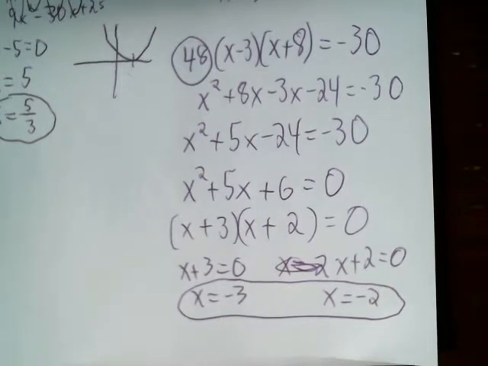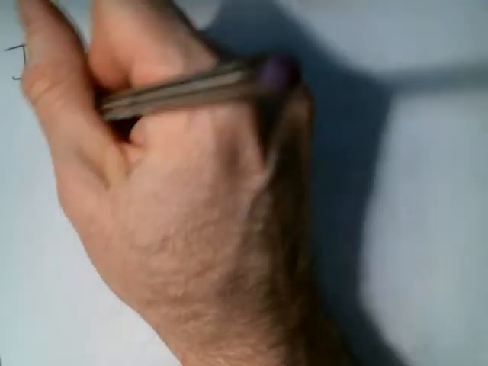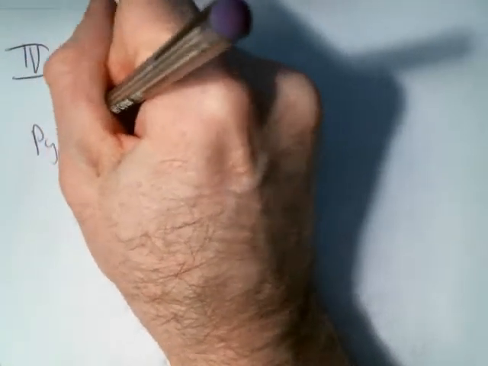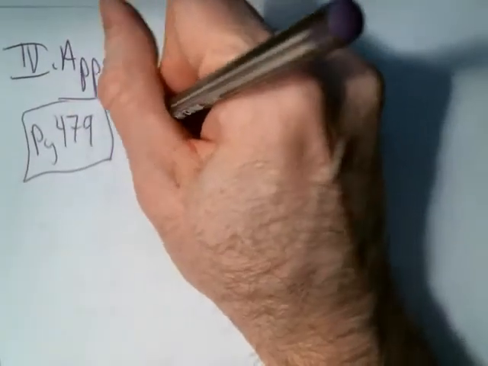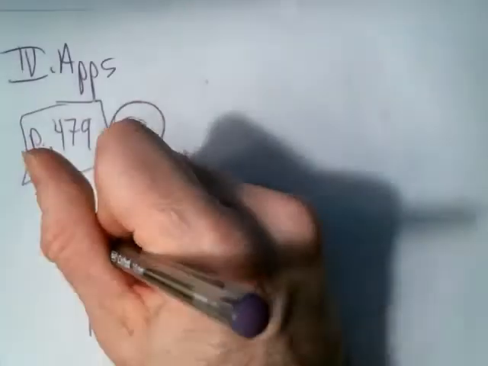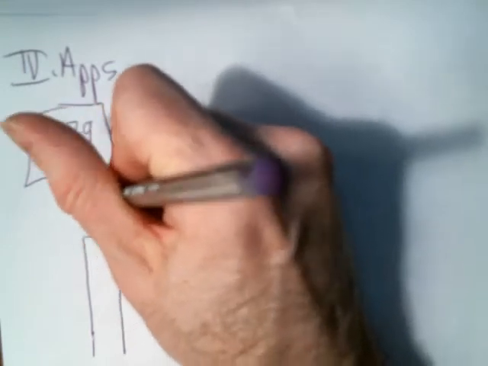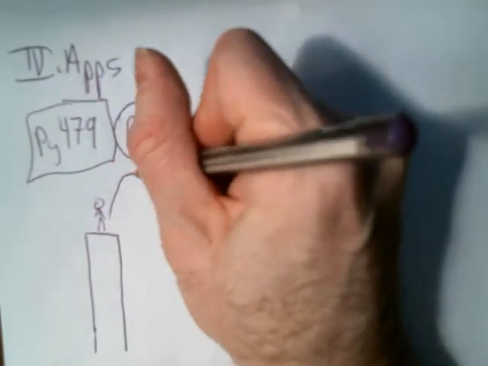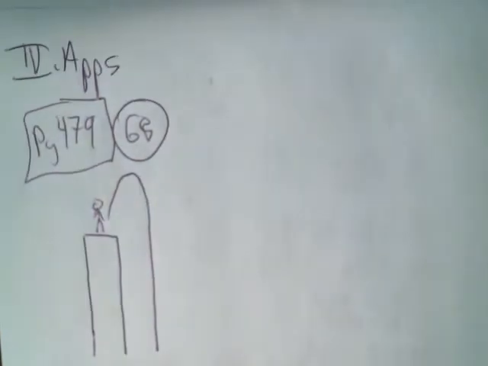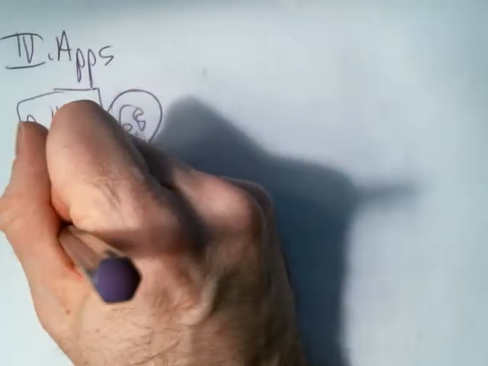Okay, so let's take a look at one application on projectile motion. Section 4, applications. This is on page 479 if you want to look at the details. It's number 68. You have somebody on top of a building throwing something up into the air, and then it goes down. The building's height is 300 feet.